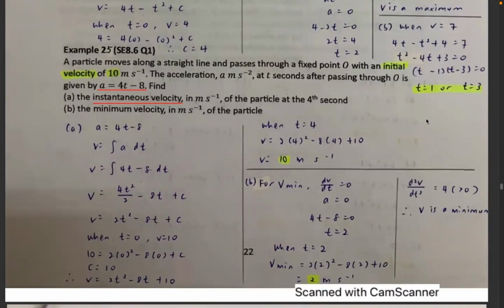Example 25. A particle moves along a straight line and passes through a fixed point O with an initial velocity of 10 meters per second. The acceleration of the particle is given by a equals 4t minus 8. Find the instantaneous velocity of the particle at the 4th second. So we are given an acceleration function and the question asks us for velocity, so we have to do integration.